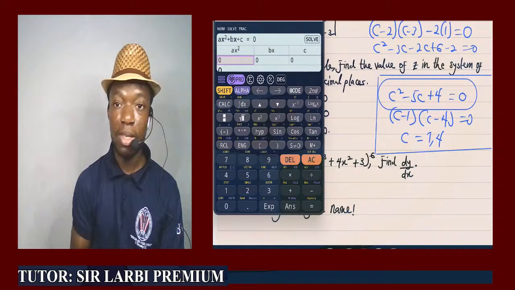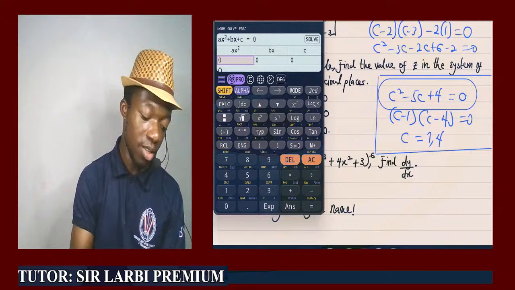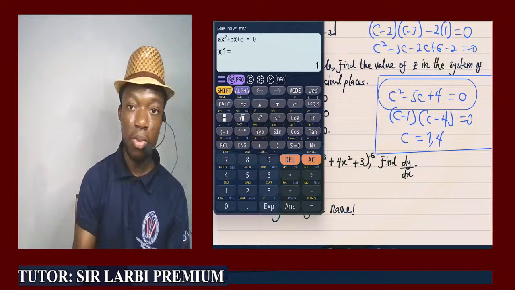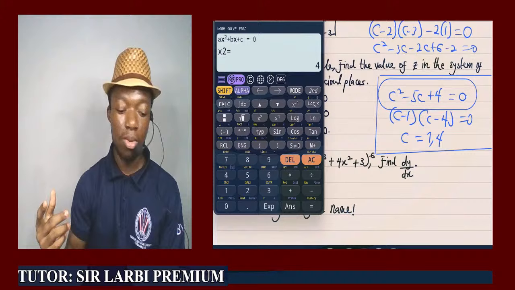So that means the values that I have here are what? The coefficient of X in this case is going to be 1, and then we have negative 5 for B, and then we have C to be 4. So when you solve that, you're going to get 1, then you get 4, and that's the answer, and you are good to go. So that is how we use the calculator for that. So take a note of that.